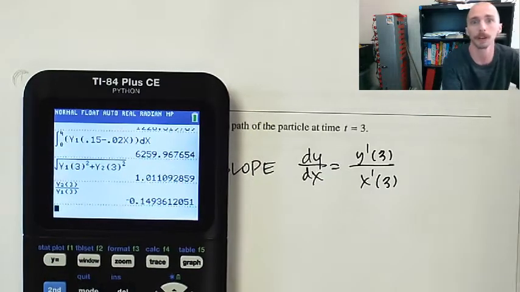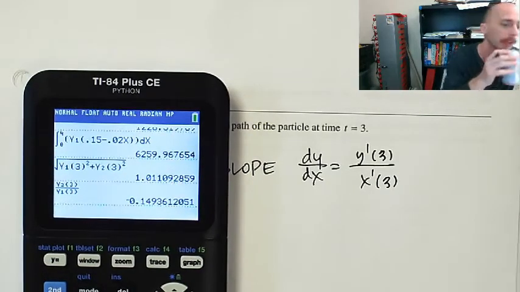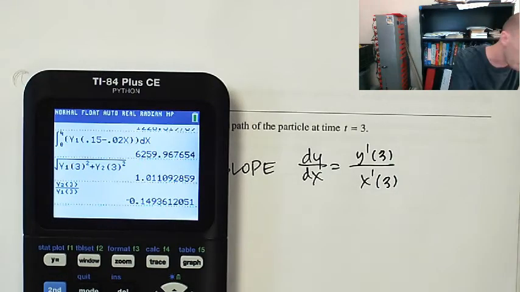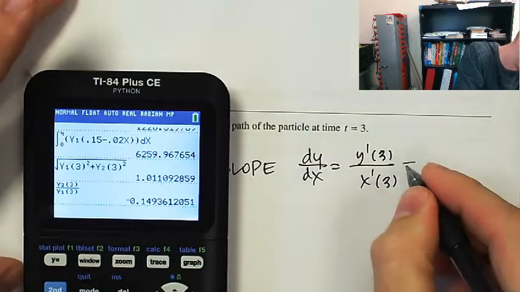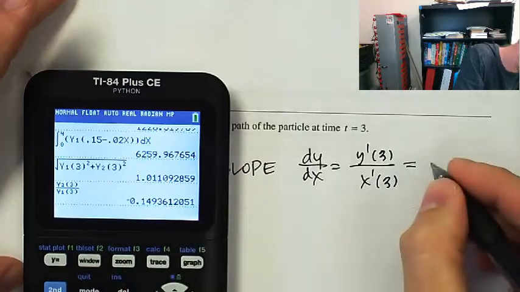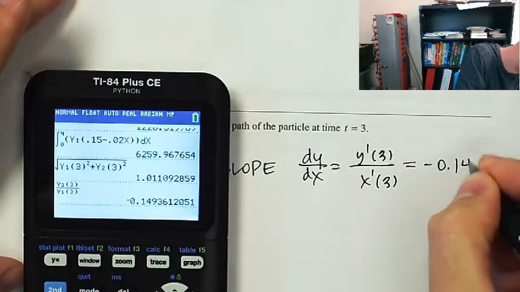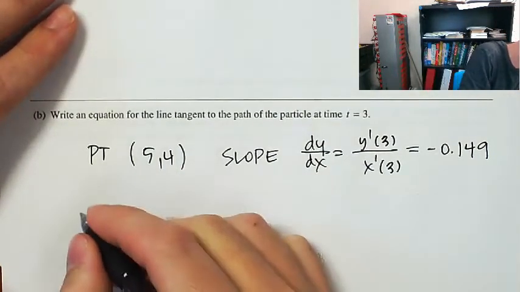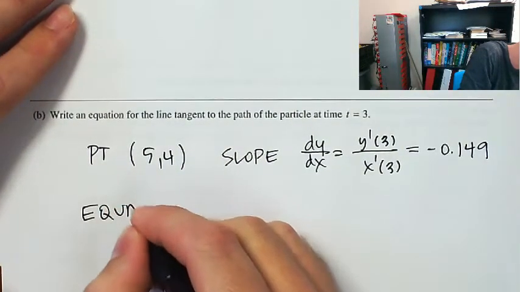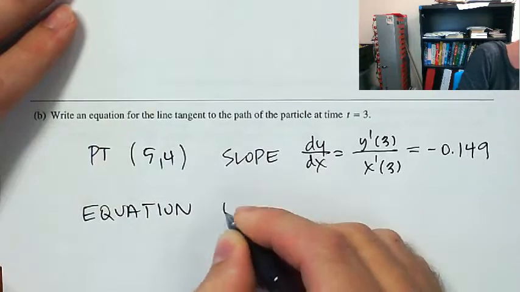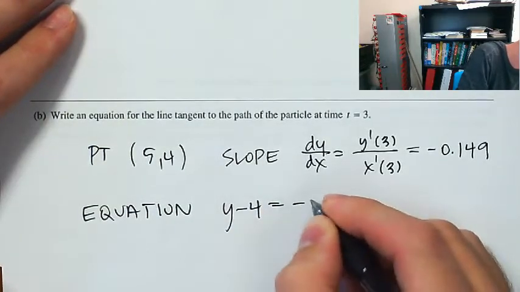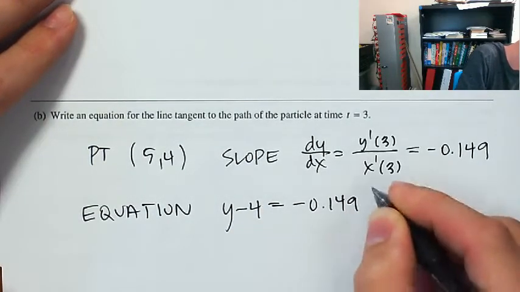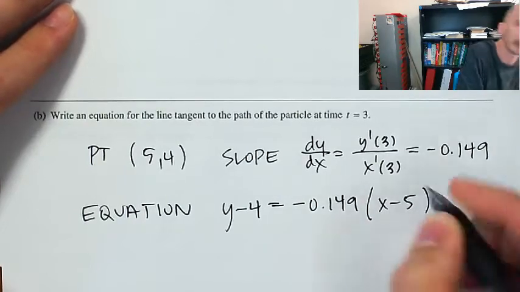Right now I'm taking the time. There might be another time in this problem set where I'm going to encourage you to do the same thing, but it's something you need to be aware of. Okay, now that I've got a slope, now I'm able to round to 3 decimal places. And now that I've got a point and a slope, my equation for the tangent line is y minus 4 equals negative 0.149 times x minus 5.